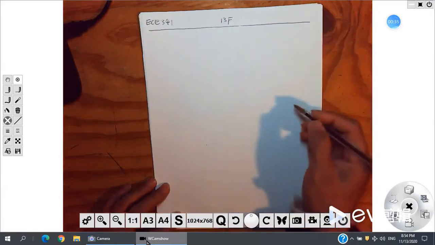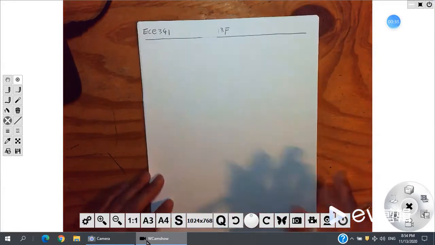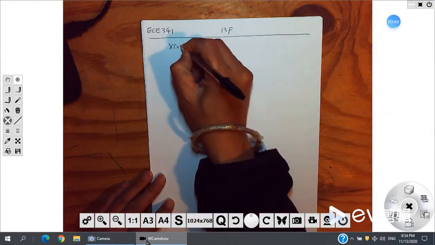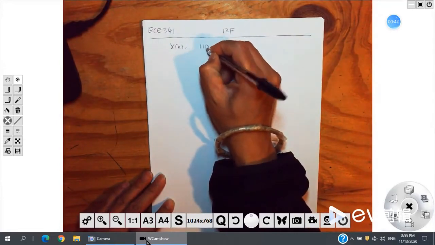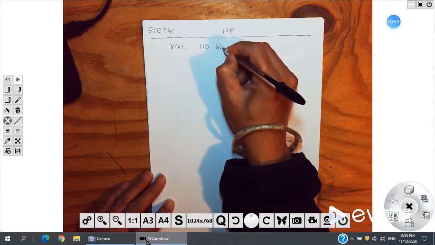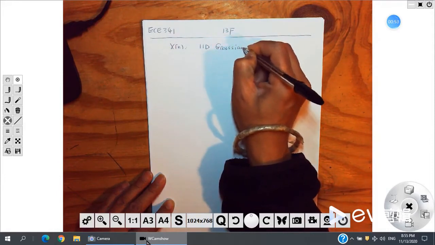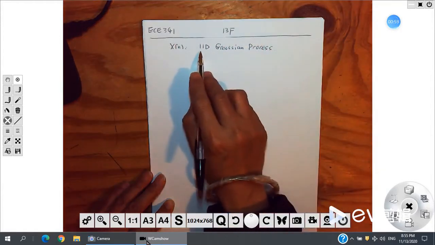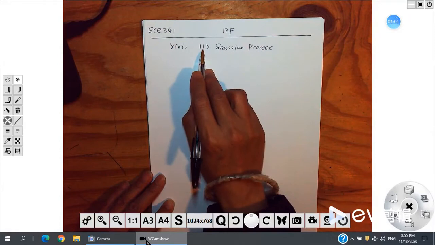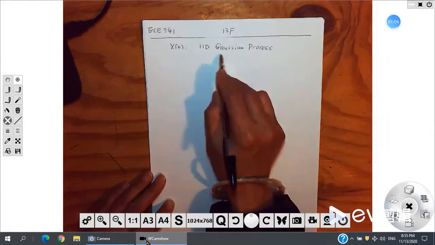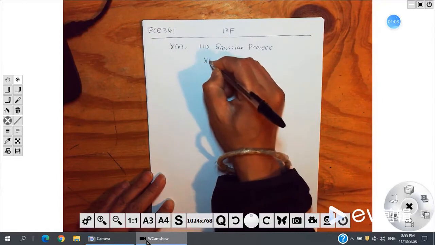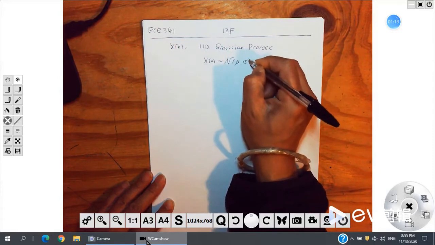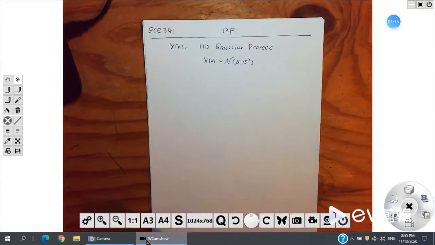Okay. Last time we studied one process, x of n, which is an IID Gaussian process. IID means independent, identically distributed, and they are Gaussian. So all of them, x of n, will obey a Gaussian with mu and sigma square as parameters.